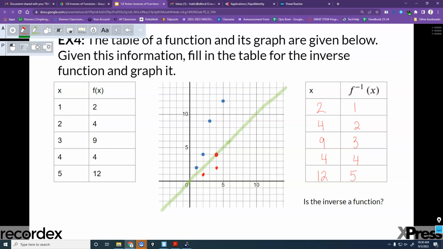So sometimes you can do it just by looking, and then sometimes it's really hard to do it by just looking, and you can switch your points. So if I check to make sure I've got this right, this is the point (2, 1). There, that one's good. (4, 2) is right there. I've got that one already. (9, 3), that's right here. That's one of them I had not done yet. That matches with this point right here. (4, 4) is on the line, so it did not move. And then (12, 5) would be right here.